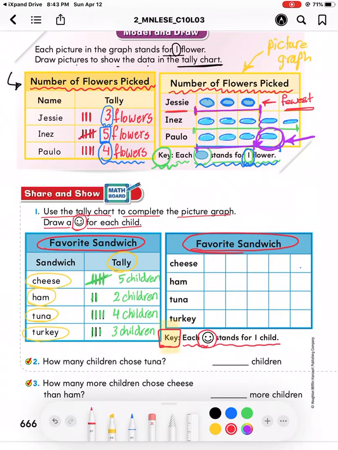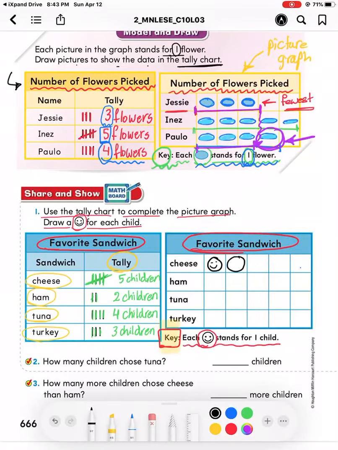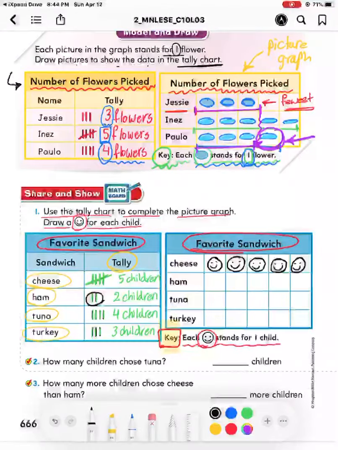We got here 5 tallies, so it's 5 children. And since each smiley face stands for one child, how many smiley faces should I draw? Can you think with me? Excellent, 5. So we will draw 5 happy faces like this. 4 and 5. Okay. What about the ham? How many children consider it their favorite sandwich? We got here 2 tallies, which means 2 children. And we will draw 2 smiley faces because only 2 children consider the ham sandwich their favorite.